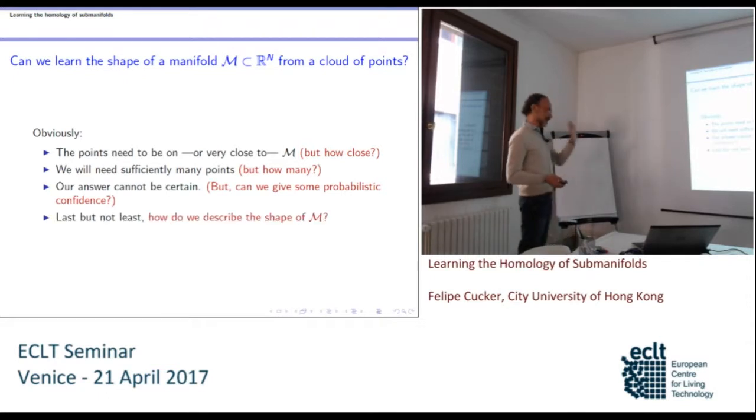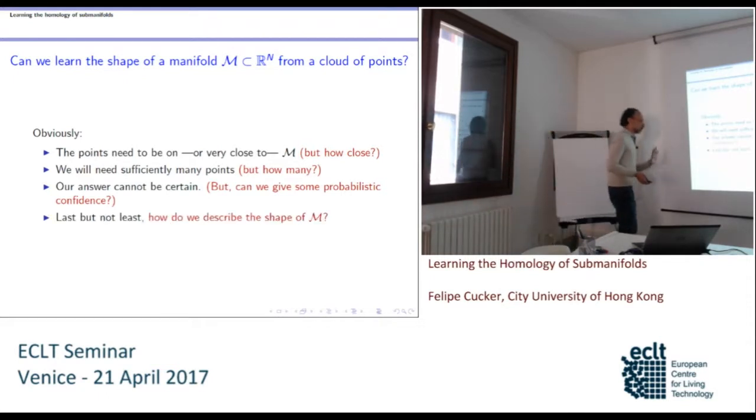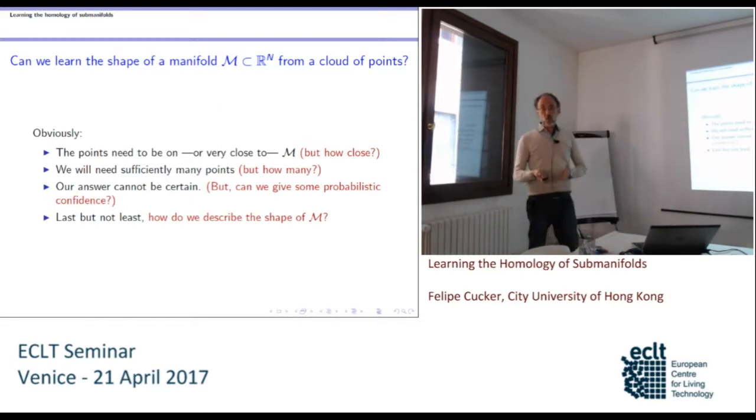And finally, last but not least, how do we describe the shape of a manifold? What do I mean when I am talking about the shape of a manifold?